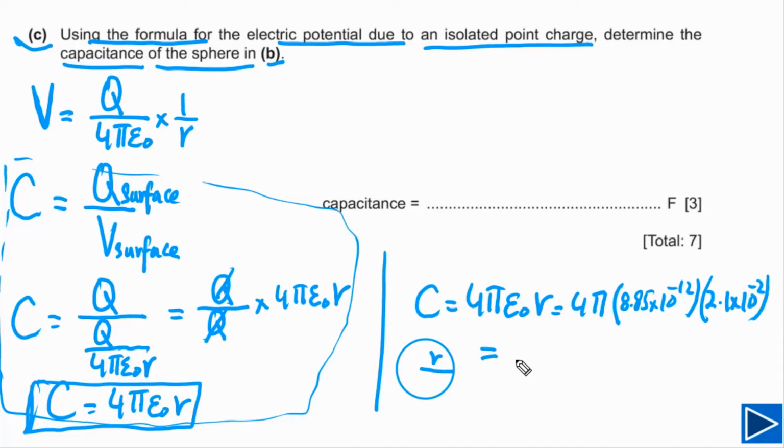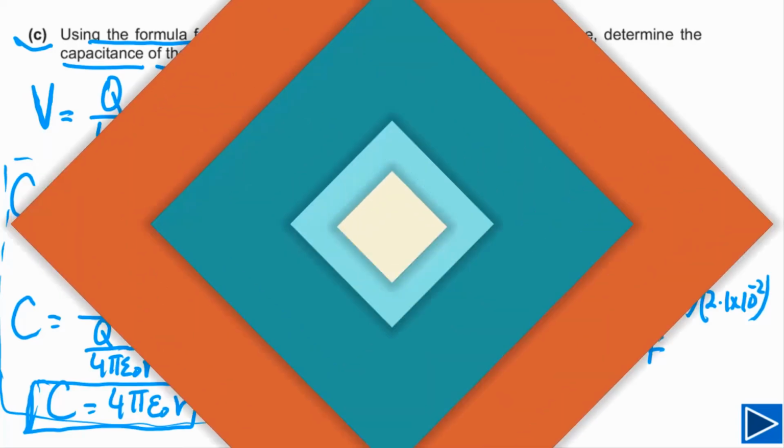Now if we simplify this, we can get the final answer for C. That will be equal to 2.34 times 10 to negative 12 farads. So this is our final answer, 2.34 times 10 to negative 12. So this is how we can answer this question. It is a very common question in past papers. So you need to understand how to answer this type of problem.